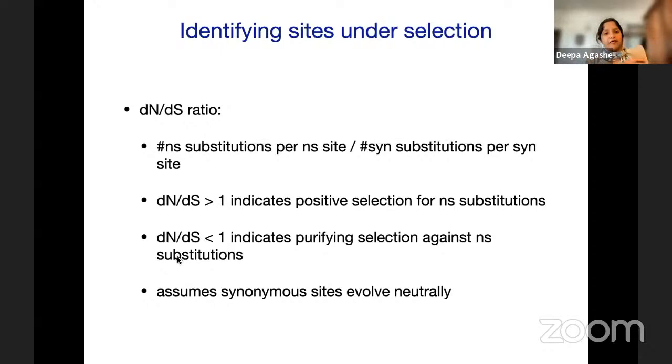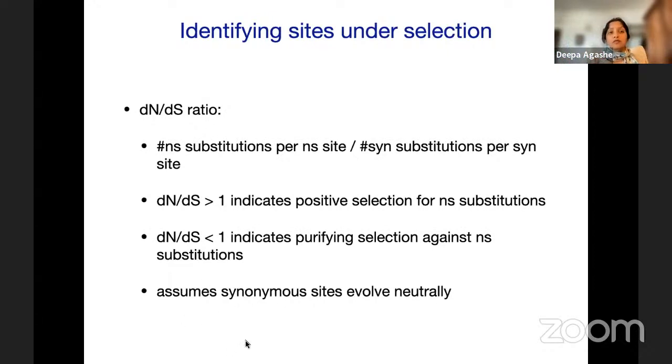And the flip side of this is that a dN/dS ratio of less than 1 indicates purifying selection against non-synonymous substitutions. So what we're saying there is, in the human lineage, if we're seeing many fewer non-synonymous substitutions than expected by chance, then maybe selection has thrown out, or led to the purging of, these non-synonymous substitutions.